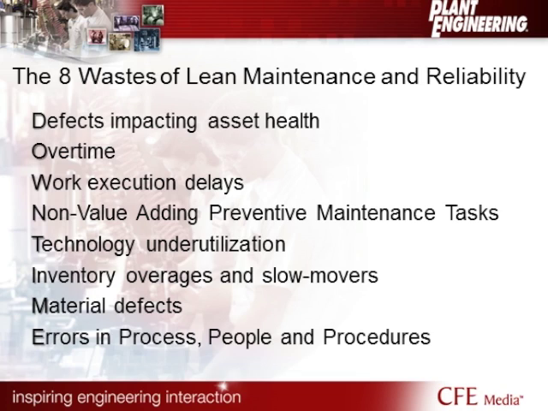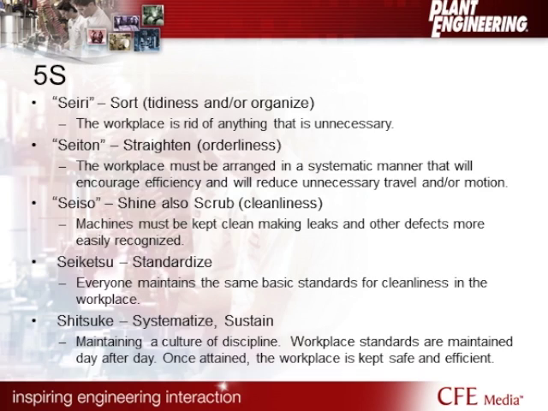The E in the DOWNTIME acronym is errors in process, people, and procedures. And here we're talking about, do we have good procedures? Do they have the detail that we need? Have people been task qualified on those procedures? And do we have a process to drive people through those procedures moving forward? So that's DOWNTIME, or 8 areas of waste in lean maintenance and reliability. Now we'll move on to the next slide.